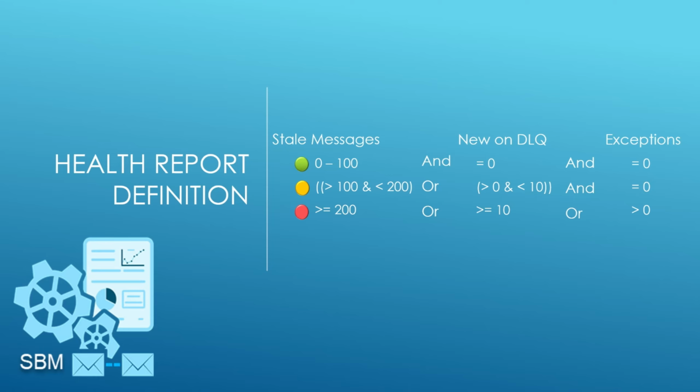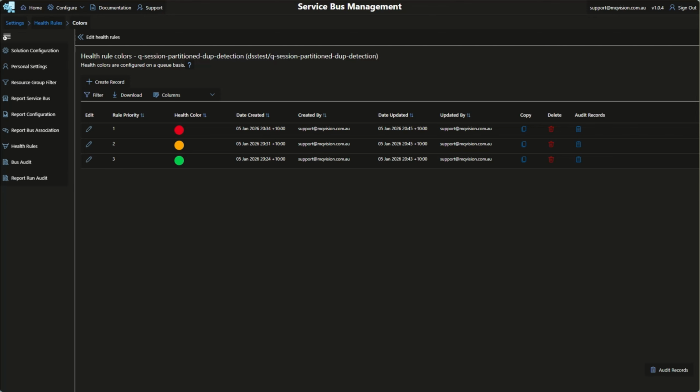This will match if we have 200 or more stale messages on the main queue, or we have 10 or more on the dead letter queue, or we have at least one new message on the dead letter queue which matches our exception check. This is an example only. It demonstrates you can craft reports which embody any level of complexity to match scenarios important to your business. Then, you can craft health rules using any combination of your report results and express your requirements using full logical expressions. And here are our health reports.